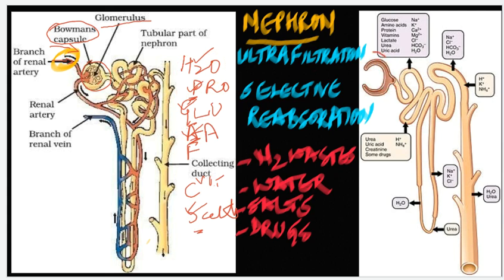So what has happened in the first stage inside the Bowman's capsule is a process called ultrafiltration. So the first step of excretion is called ultrafiltration. Why ultrafiltration? Because it is happening at a very, very small level, right? Very tiny molecules are being filtered out, and that's why it's called ultrafiltration. So the first step inside the nephron that takes place is ultrafiltration.